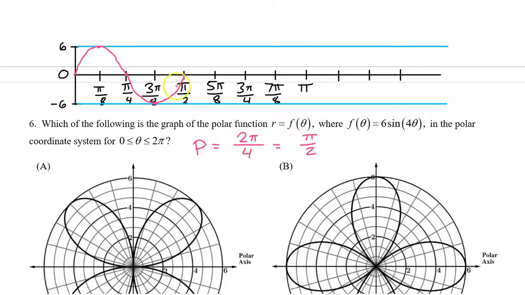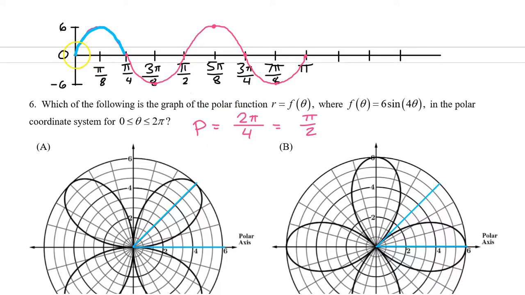One period of the sine function looks like this, and here's a second period for you. Focus on the interval from 0 to pi over 4. Notice that we begin at the pole. We start at 0, we move away to a distance of 6, and then we return to the pole at 0. So this should be one petal of the flower.